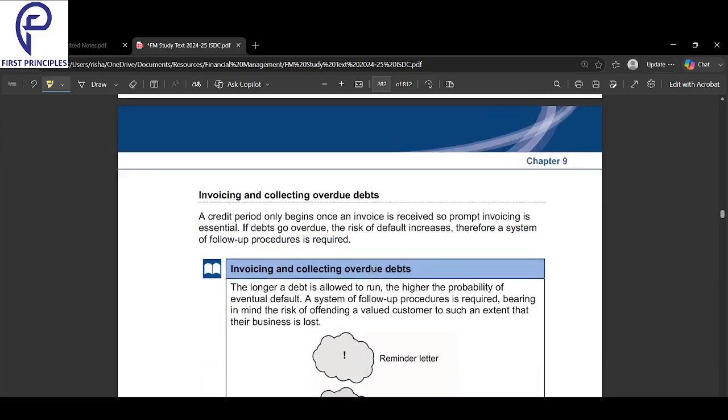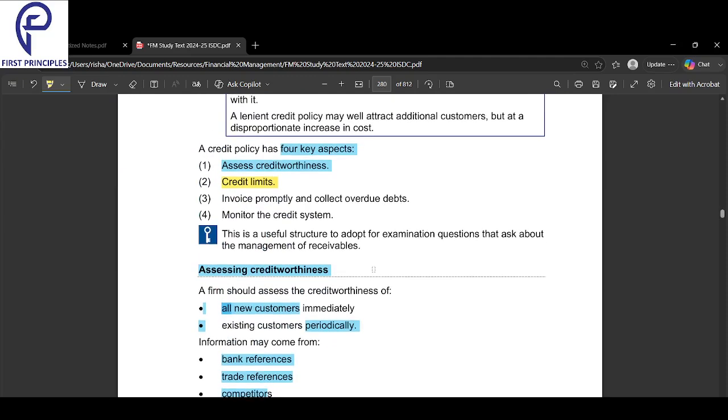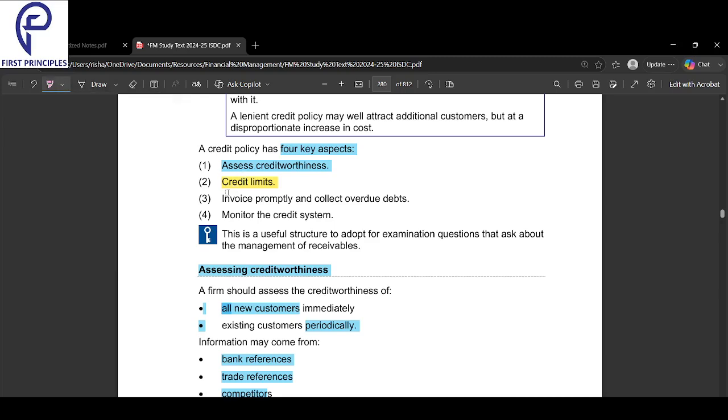How much can someone get credit? How long can someone get credit? Before you give someone credit, what do you mean by credit? Credit means giving a loan. Not taking money immediately, you let them pay later.